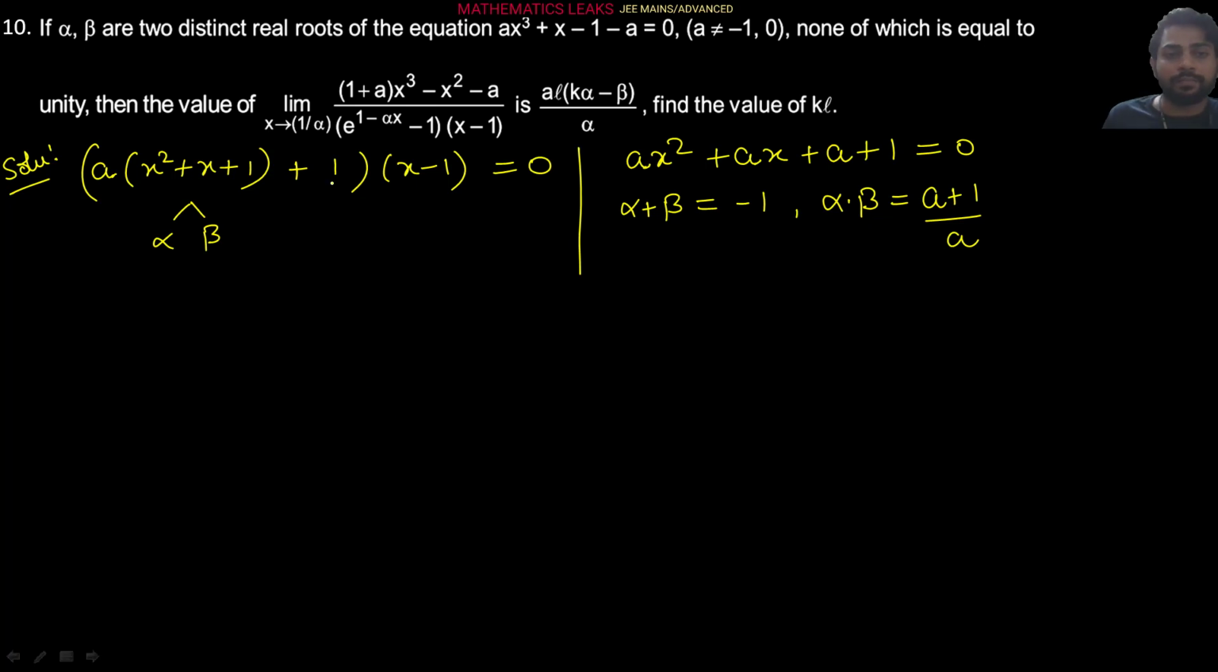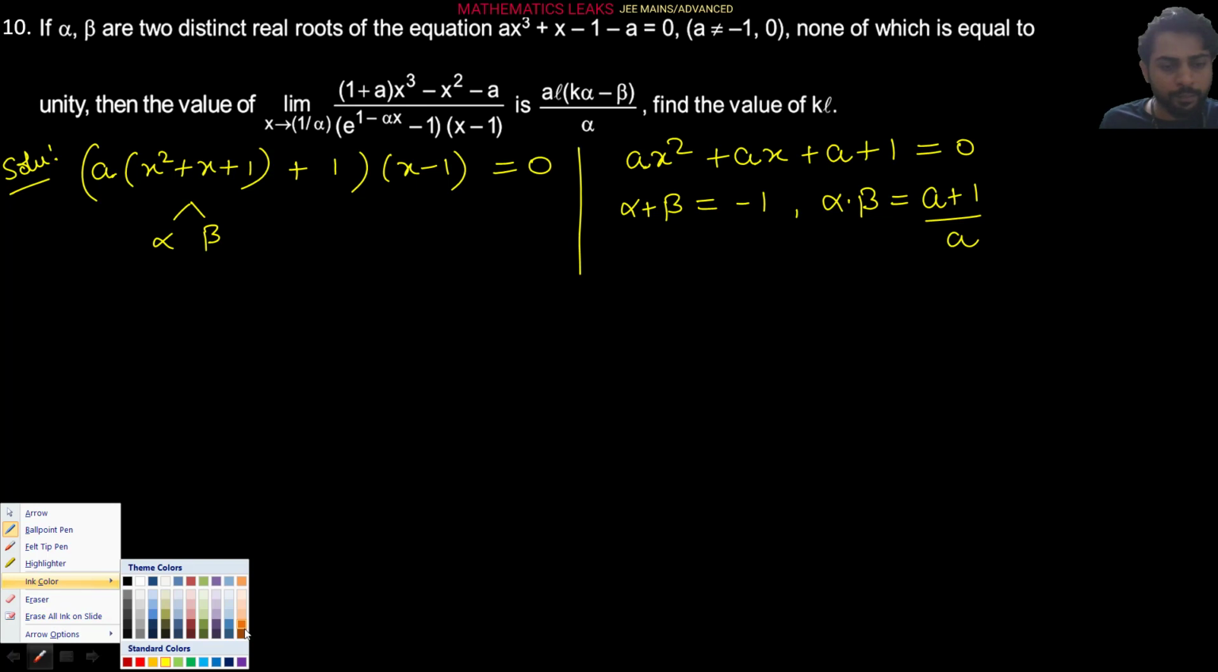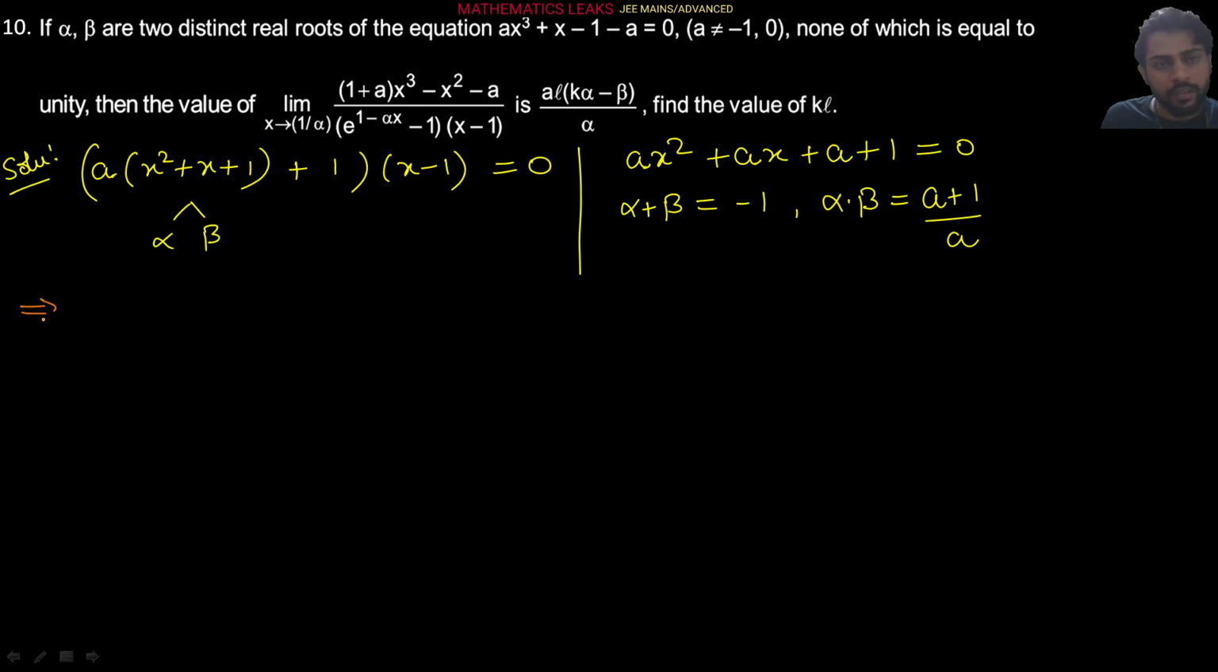So now we are going to solve this limit which is giving us this value. So let's solve this limit part. In this limit, x tends to 1 upon alpha, and this one quantity we can write down as x cube plus ax cube minus x square. So minus x square here, this is plus ax cube minus a, so plus a we are taking common here.